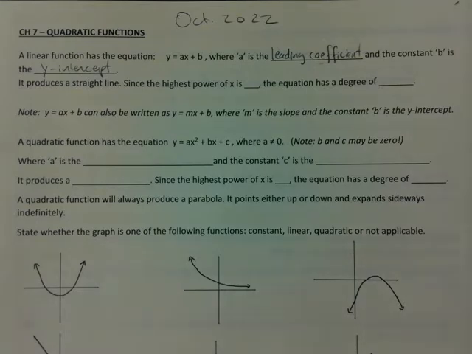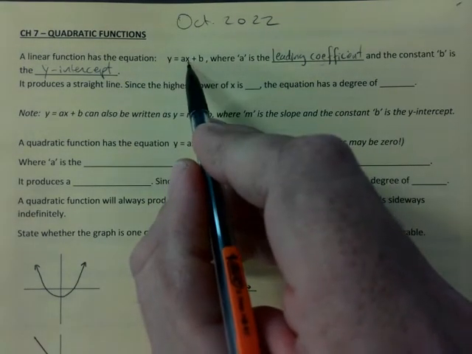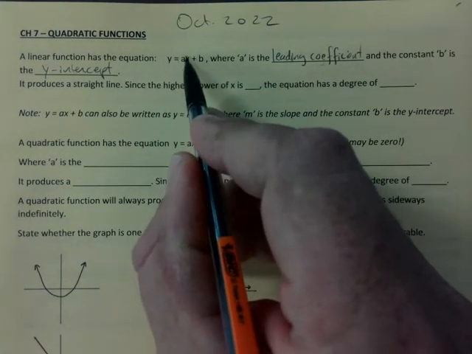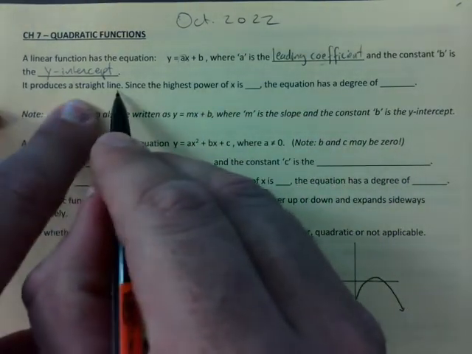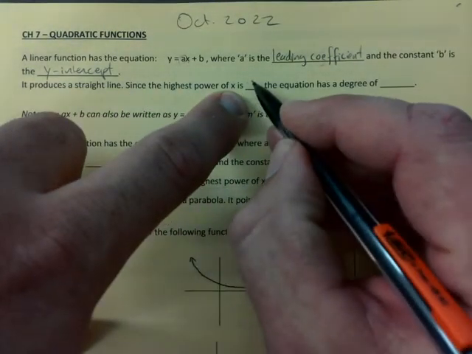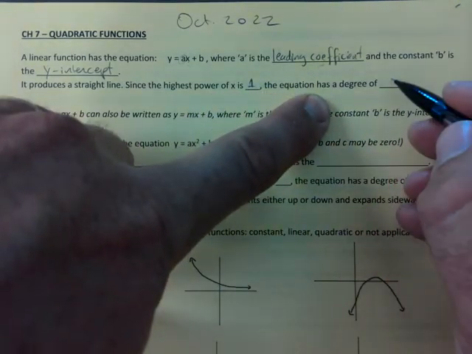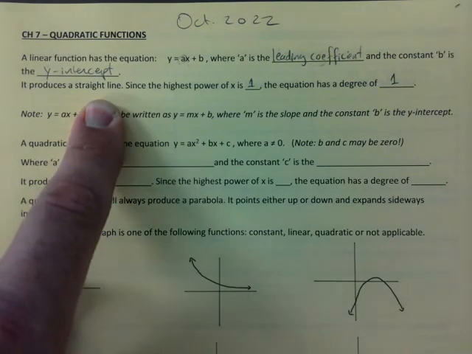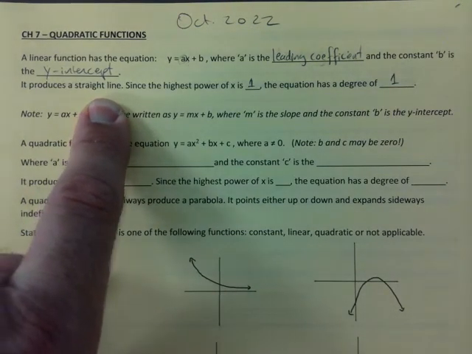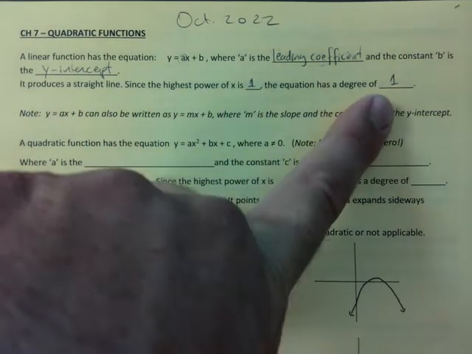But you will see that even in grade 12, we start to call that a. That's like the leading coefficient. The variable with the highest exponent, whatever that number is, we call that the leading coefficient. Okay? It produces a straight line since the highest power of x is 1. The equation has a degree of 1. So we do linear a little later again.